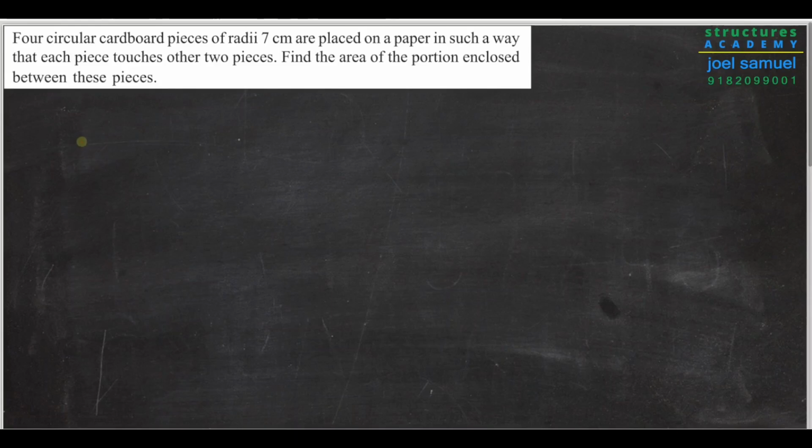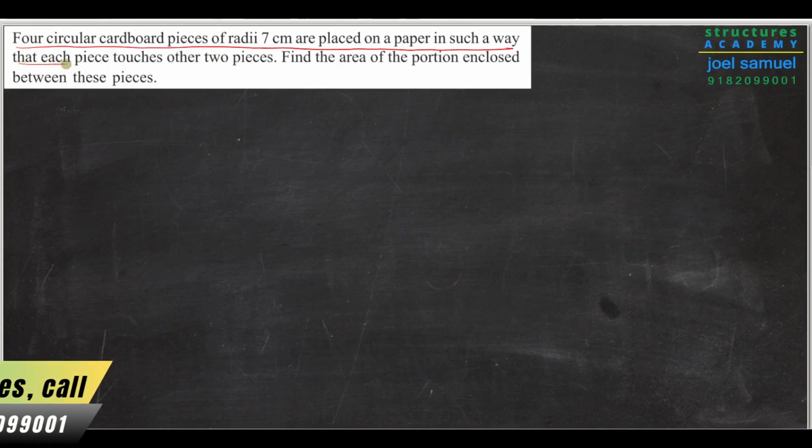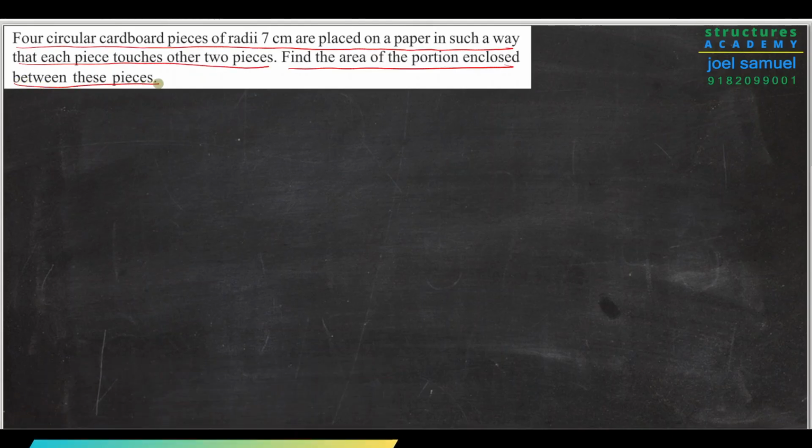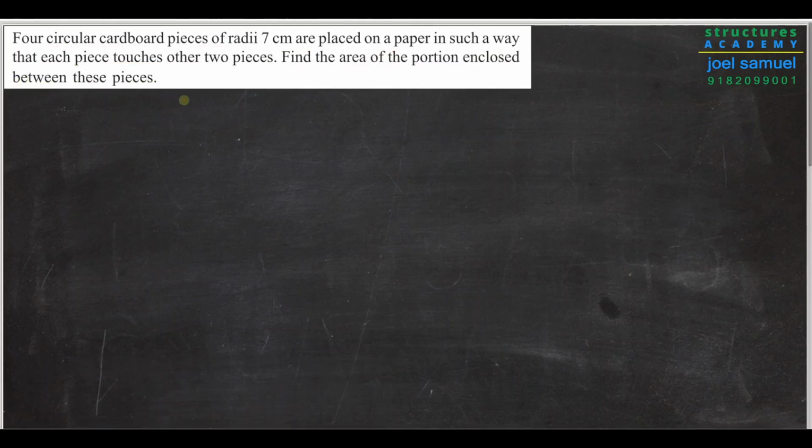Alright, let us look at another question from the chapter Areas Related to Circles. Four circular cardboard pieces of radii 7 centimeters are placed on a paper in such a way that each piece touches other two pieces. Find the area of the portion enclosed between these pieces. Now, the only way to understand this question is to first draw a diagram which represents what has been mentioned.